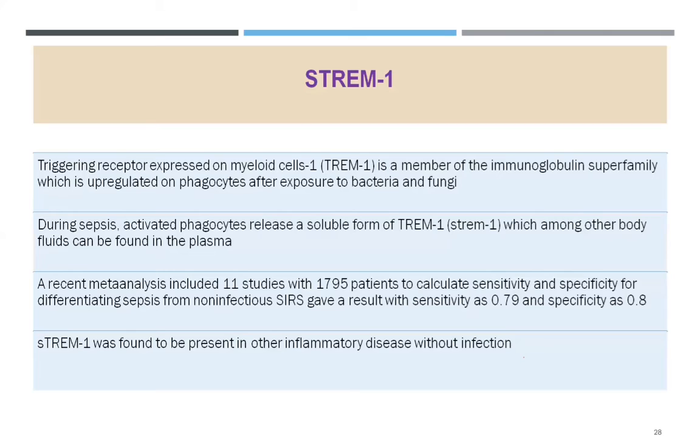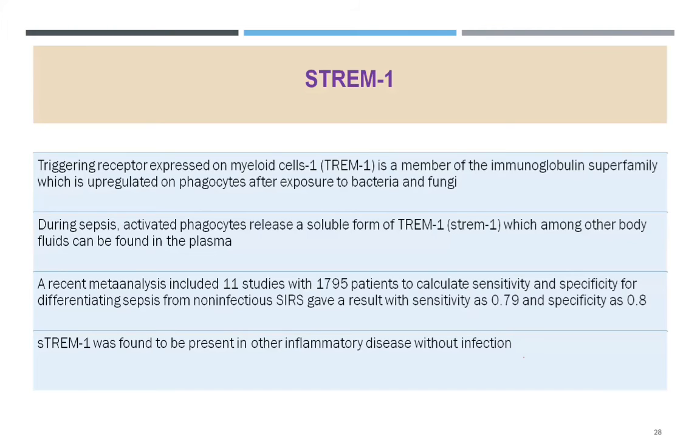Another is sTREM1. TREM1 is the triggering receptor expressed on myeloid cells. The soluble form of TREM1 is a member of the immunoglobulin superfamily, which is upregulated on phagocytes after exposure to bacteria and fungi. During sepsis, activated phagocytes release a soluble form of TREM1, which, among other body fluids, can be found in plasma. It has a sensitivity of 0.79 and a specificity of 0.8.